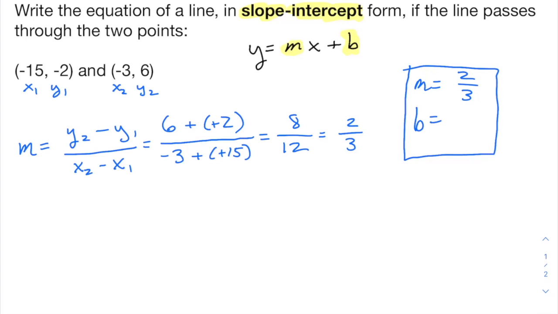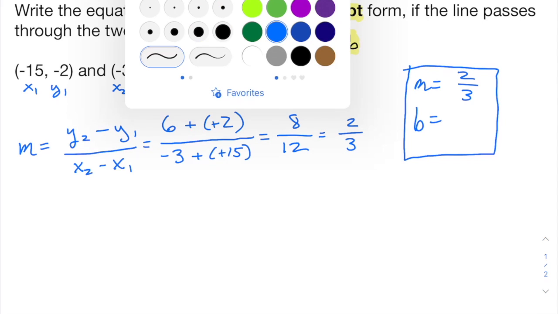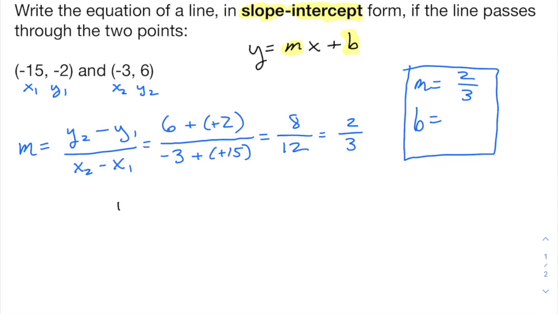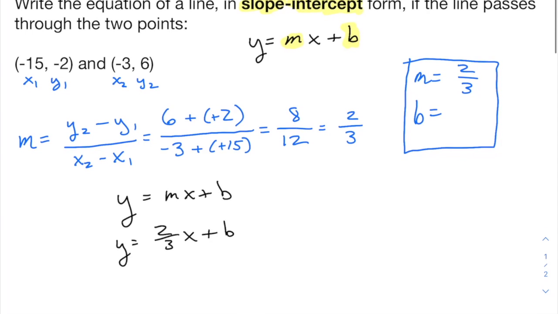And now the last thing I've got to find is the b, the y-intercept. I like to think of it as, look, the equation is going to be y equals mx plus b. We know that. And now I know one piece of it. I just figured out that the slope is 2/3. So now I know my equation is going to look like this: y equals 2/3 x plus b. You've just got to figure out what that b is.